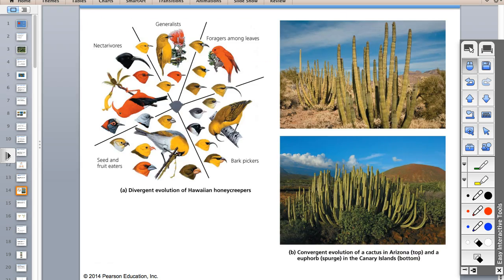Divergent evolution is going to happen where you have a common ancestor. And so here, if we're looking at these honey creepers, these are the birds from Hawaii, they have a common ancestor, and so you can actually look at them and you can see that, for example, the ones that pick bark, they have these kind of long, sort of very sharp beaks for getting into the bark. The ones that eat nectar, they have evolved certain types of beaks. The seed and fruit eaters are going to have the thicker, kind of stronger beaks. And so divergent means you start from one ancestor and you diverge.